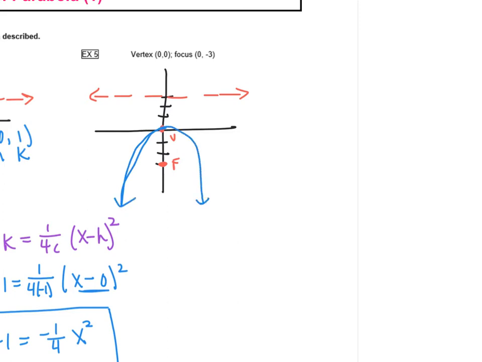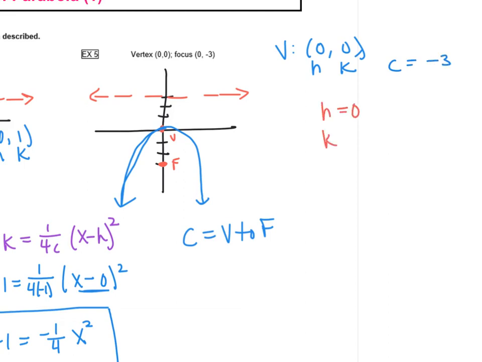So what do we know? We know that the vertex is (0, 0). So if your vertex is (0, 0), remember the vertex gives you the h and the k. So that's perfect. The only other thing that we need is the c value. Remember, c is going to be the distance. So c is equal to the distance from V to F. So we have to start at V at our vertex, and we have to go down to get to F, 1, 2, 3. So our c value is equal to -3.